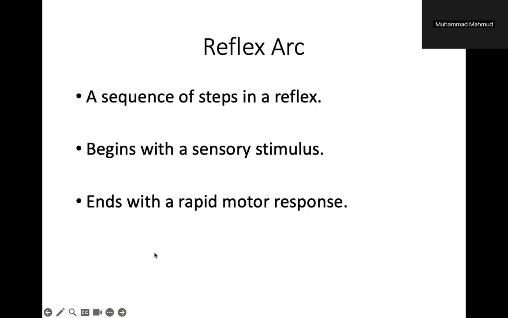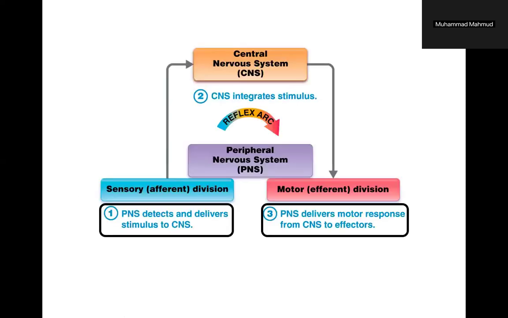First, to know the three parts of the reflex arc. A sequence of steps in the reflex between stimulus and response. We have this central nervous system. So look at this arc from left to right. Number one, the peripheral nervous system detects and delivers stimulus to the central nervous system. This is the sensory or afferent part that carries the information to the central nervous system. And we know that the CNS can be brain and spinal cord.